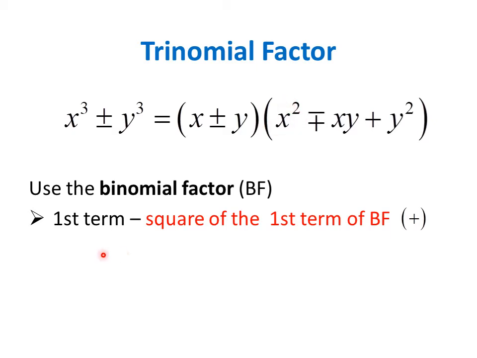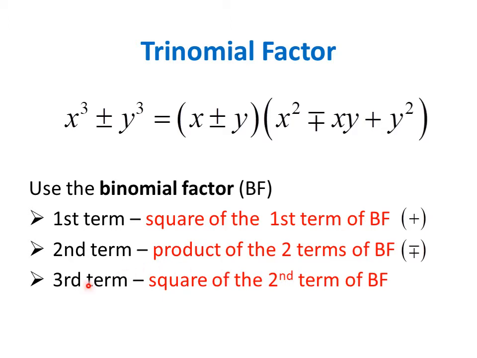The second term of the trinomial factor is the product of the two terms in the binomial factor. So, this second term, x times y, is simply the product of x and y, the product of the terms in the binomial factor. Now, the sign of the second term is opposite the sign of the operation in the binomial factor.